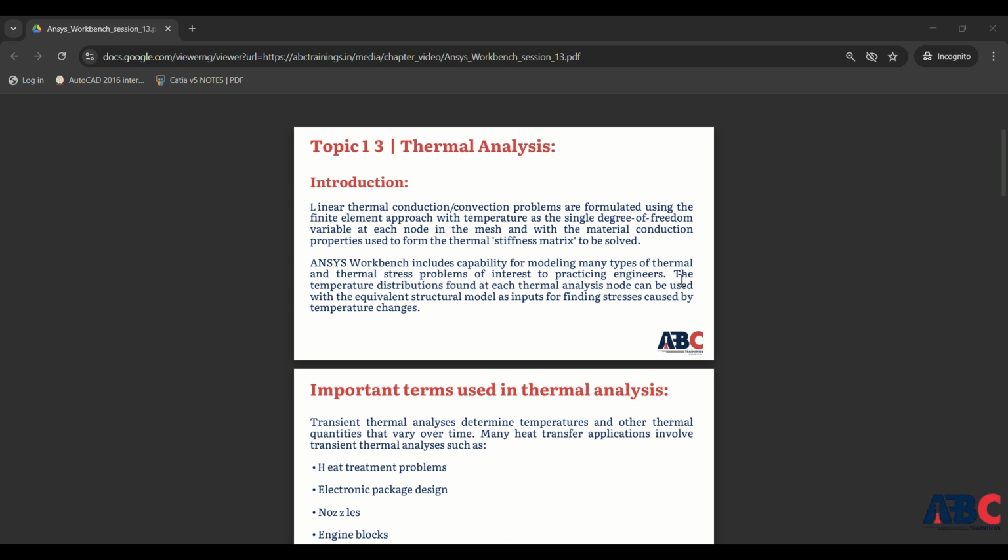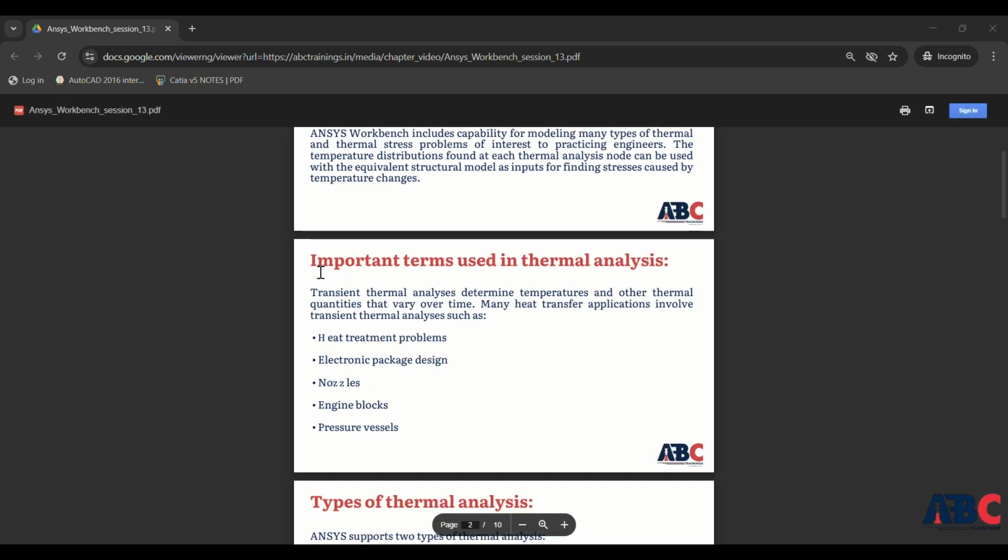to practicing engineers. The temperature distributions found at each thermal analysis node can be used with the equivalent structural model as inputs for finding stresses caused by temperature changes. So, important terms used in thermal analysis.